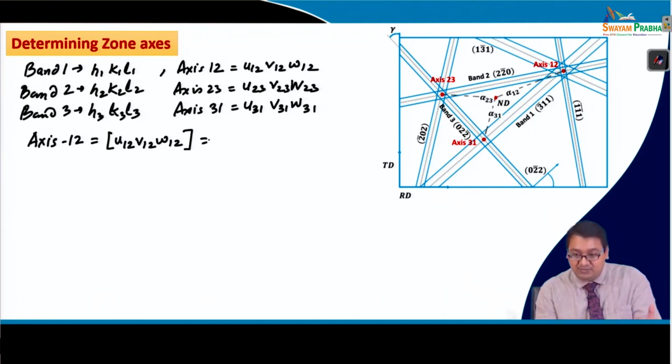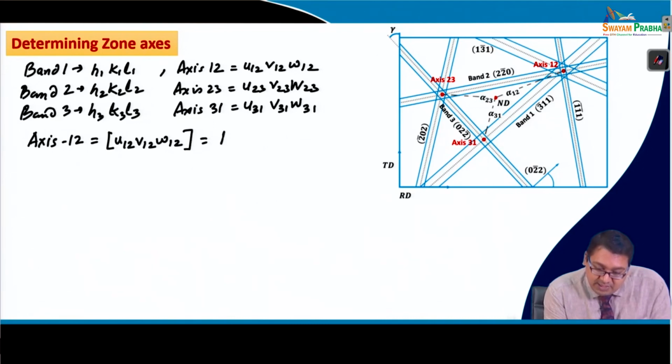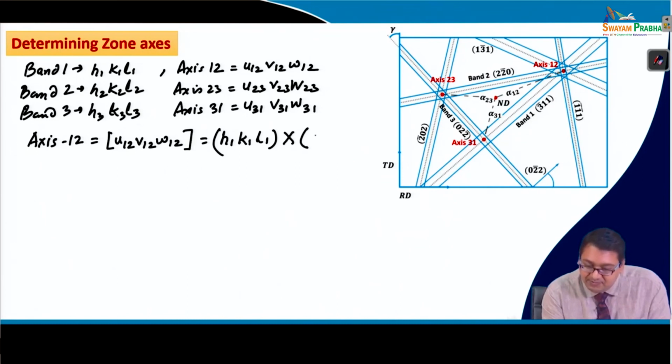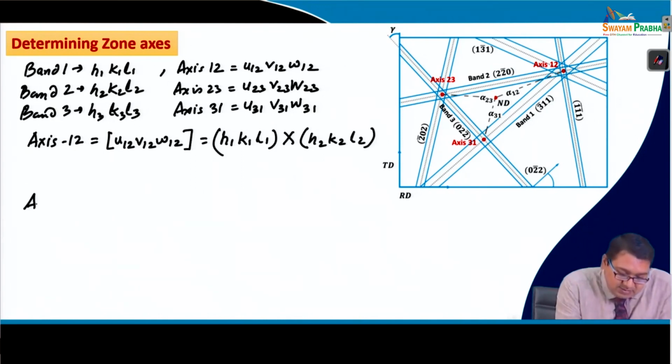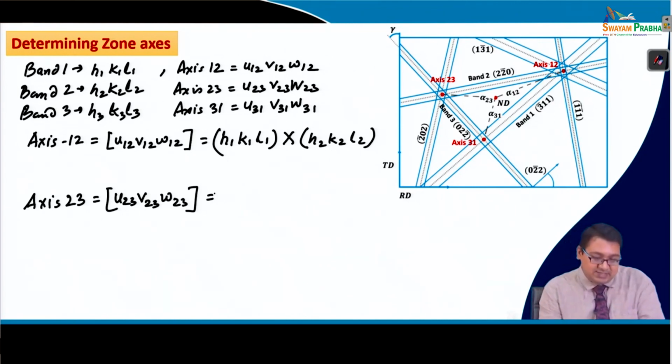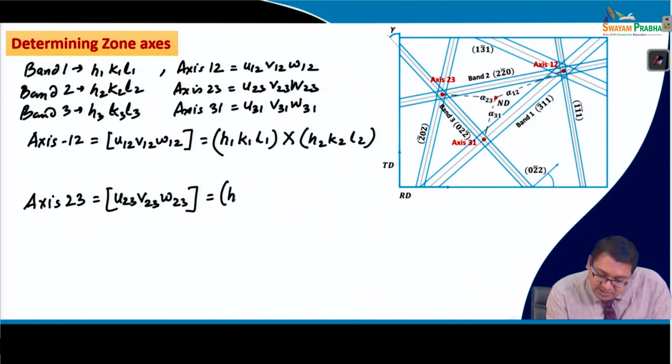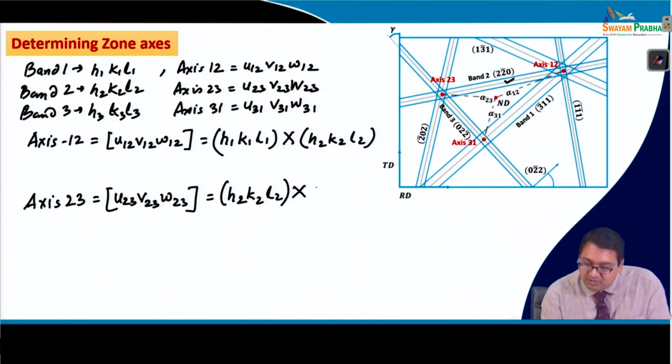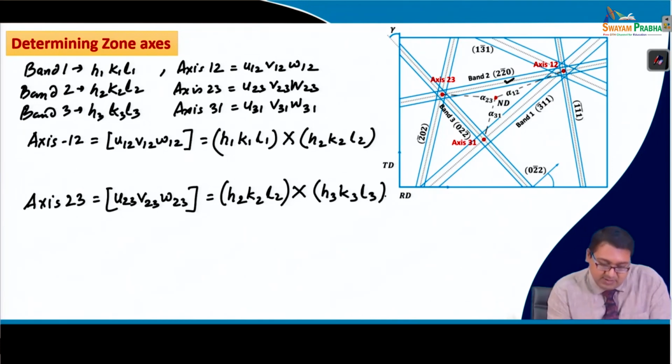using the right hand thumb rule, is H1 K1 L1 cross product with band 2 H2 K2 L2. Right. Axis 2 3 equal to U23 V23 W23, also by using the right hand thumb rule, it becomes equal to band 2 cross product with band 3, which is H3 K3 L3.